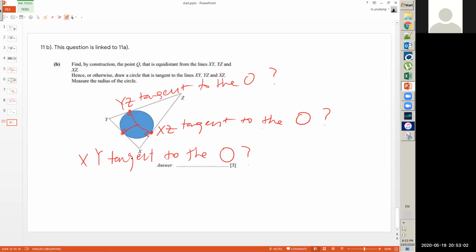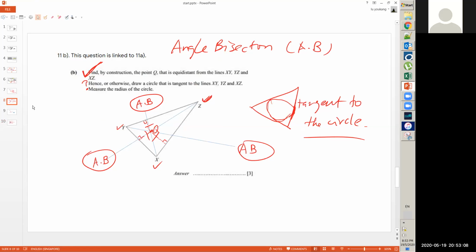So basically what we have done just now, here, what you need to do is just take Q as the center of the circle. Because Q is already 90 degrees to this YZ, and it's also 90 degrees to your YX, and it's also 90 degrees to your XZ.